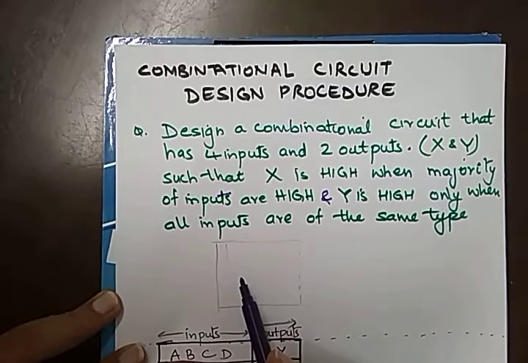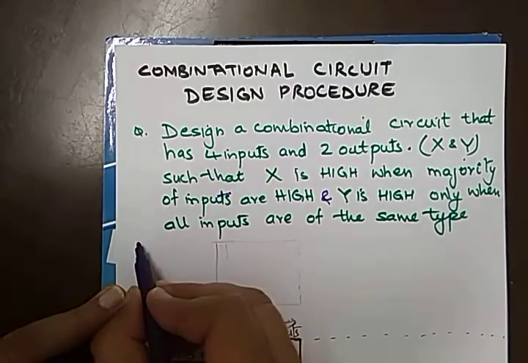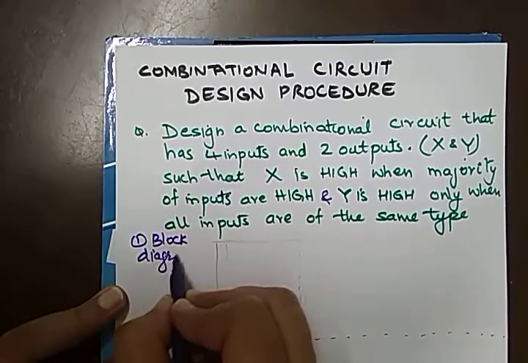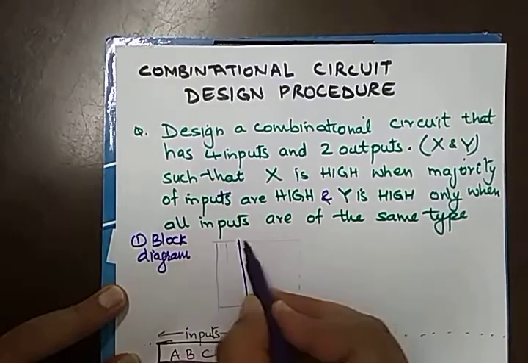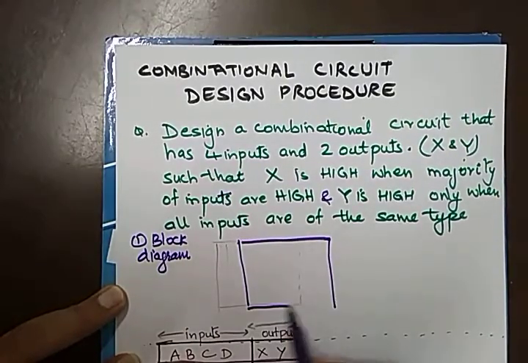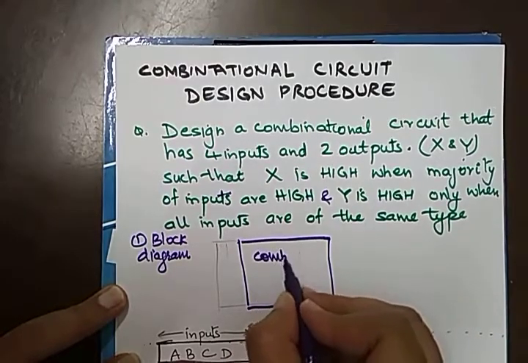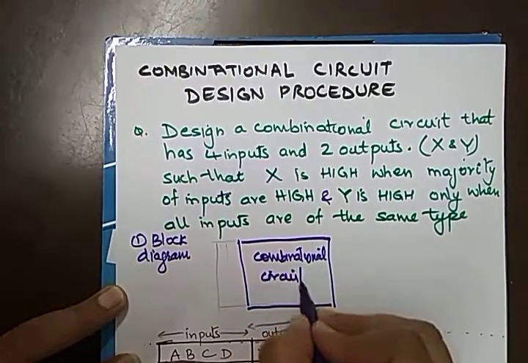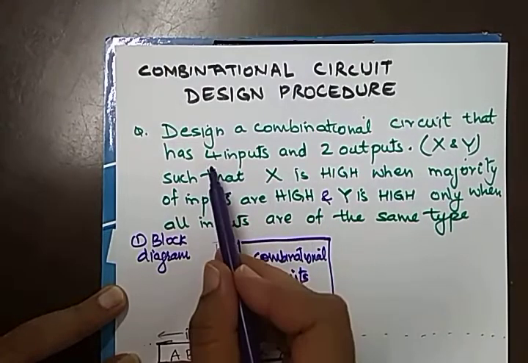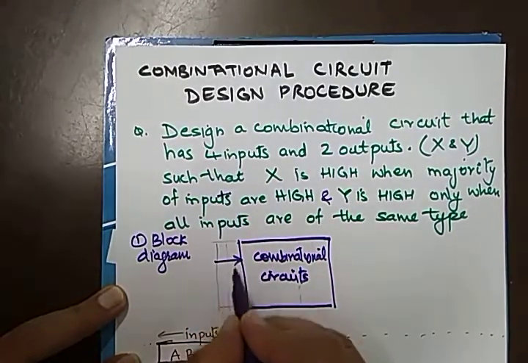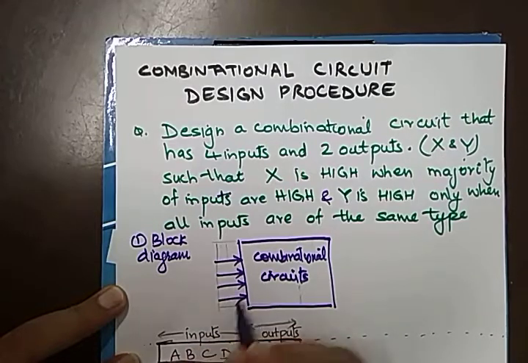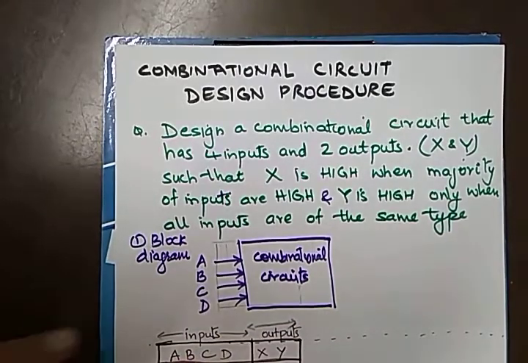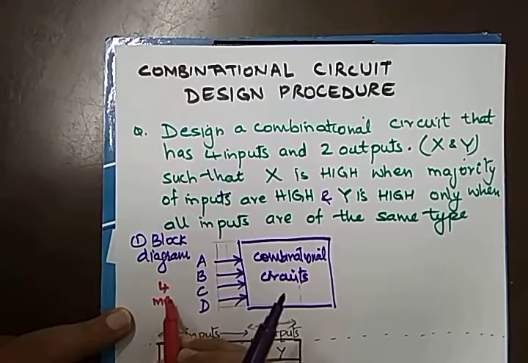The design procedure is as follows. The first step is to draw the block diagram for the circuit. From the statement, you have to see how many inputs and how many outputs the circuit would have. In this example, you are given that the circuit has 4 inputs. So you are clear that this is a circuit having 4 inputs. Let us label those as A, B, C, D. So these are the 4 inputs.